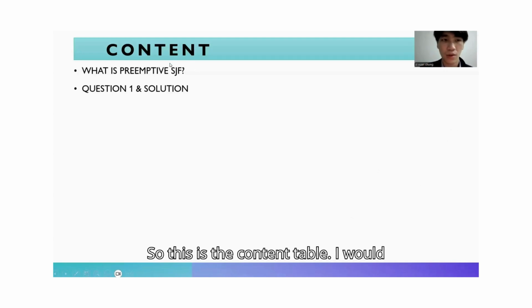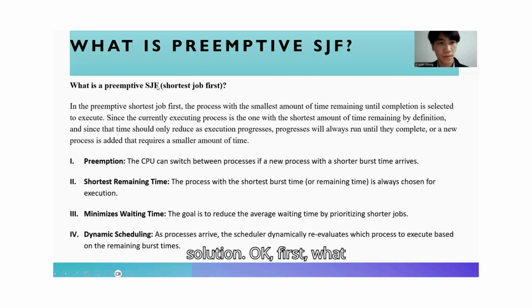So this is the content table. I would like to talk about what is preemptive SJF, and question 1 and solution.